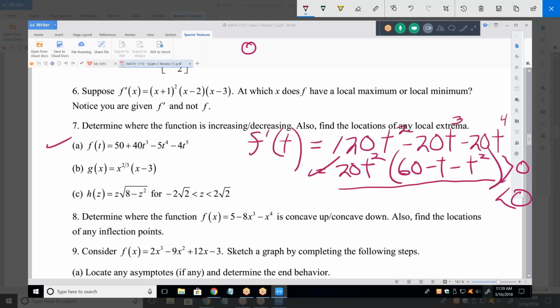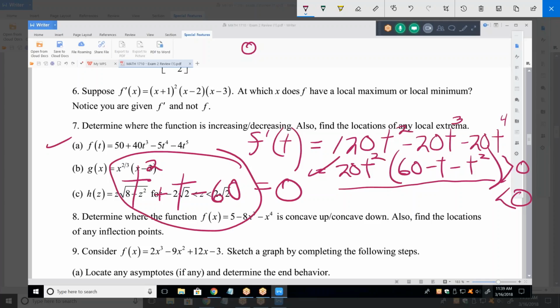Am I missing something? I am missing something. Here we go. That is this. Now I need factors of 60 that subtract to the number 1. I don't have any. 6 and 10 don't. 7 and 8 don't. So I've got to use the quadratic formula to find the 2 critical numbers there.